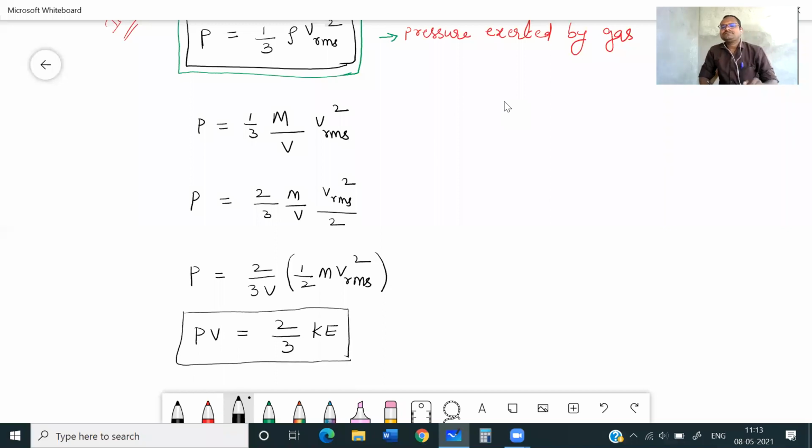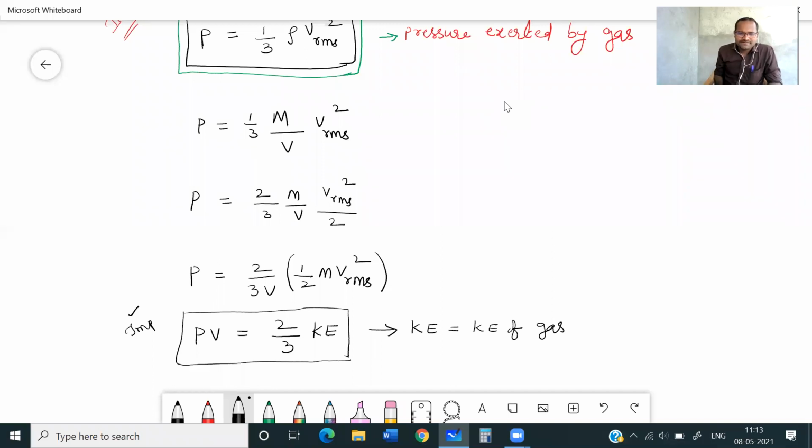Clear? Did you understand this formula? PV is equal to 2 by 3 KE, meaning the kinetic energy of the gas. Remember this. What is KE? KE is the kinetic energy of gas. Which gas? 1 mole of a gas, you can imagine.